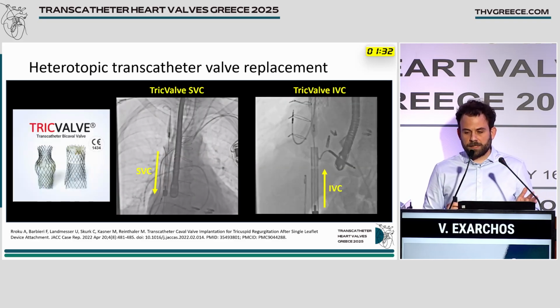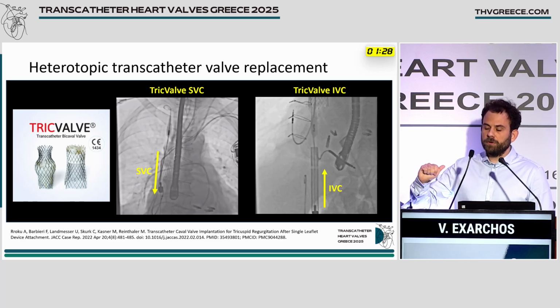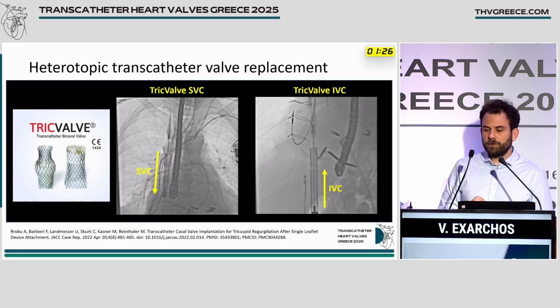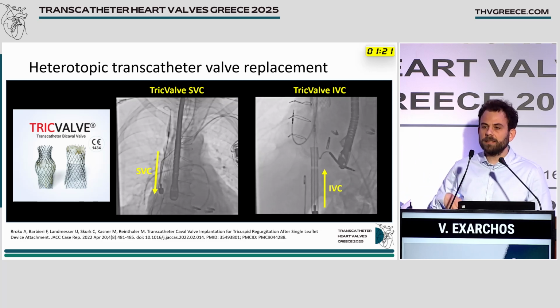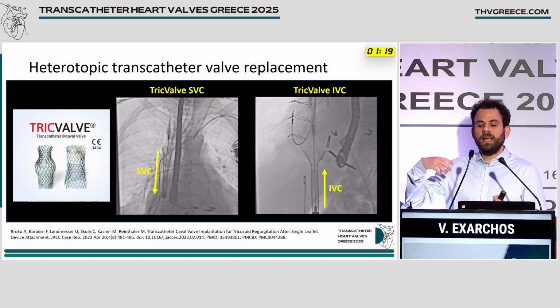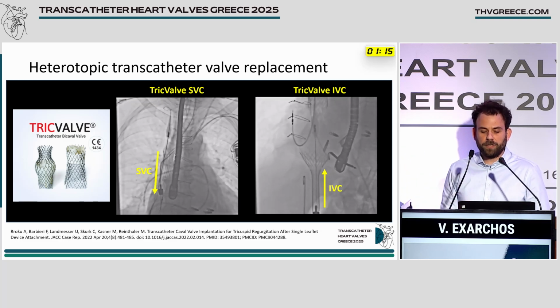It's already published. We had a patient with massive tricuspid regurgitation with a big gap. We tried first with 2 TriClips. After the second TriClip, we had a single leaflet device attachment. And at the end, because of right heart decompensation signs, we decided for a TricValve.